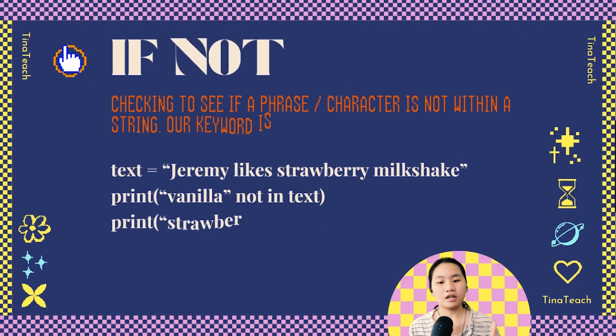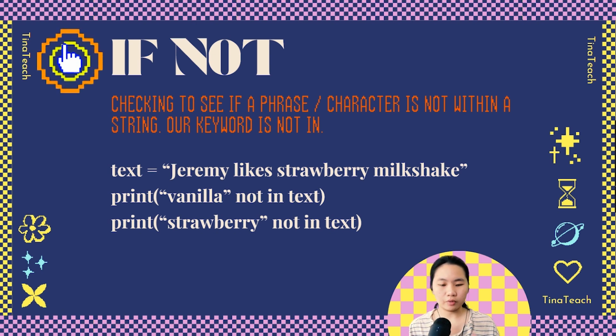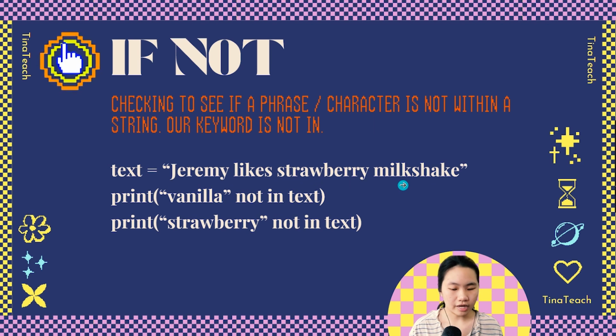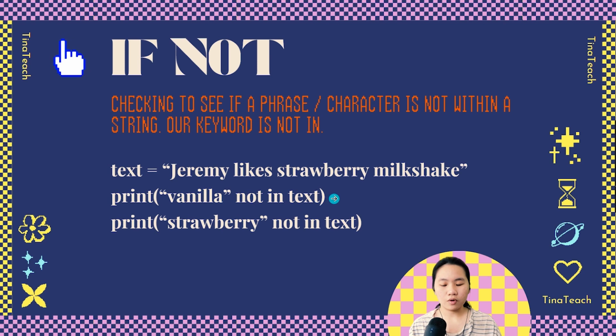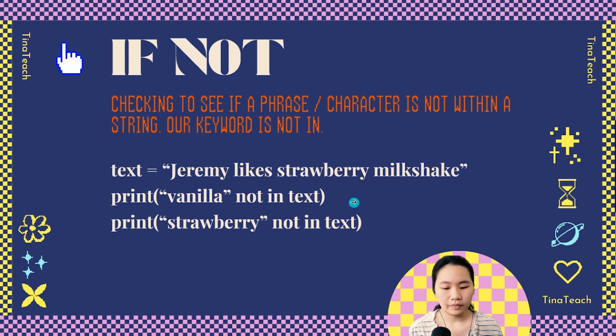If not, the opposite of in. So this is contrary to the in keyword. We have a not in. It checks to see if a value is not within something, right? We have the variable text, and in text we have the value 'Jeremy likes strawberry milkshake'. Print 'vanilla' not in text. So for the first part, this would return true only if vanilla is not within text, which it isn't, it's not. So this would return true.